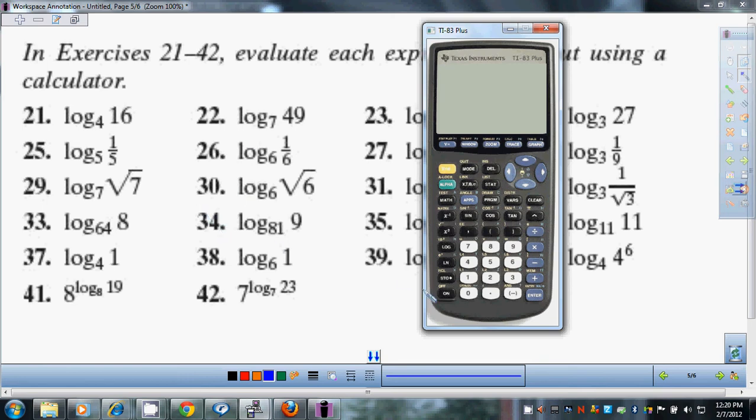So, to punch that into the calculator, you would do log of 16, log of the acid, divided by log of the base. And that's it. Boom. The answer's 2. And that's what you're doing on all those. You're just solving them. That implies that 4 to the 2nd equals 16.